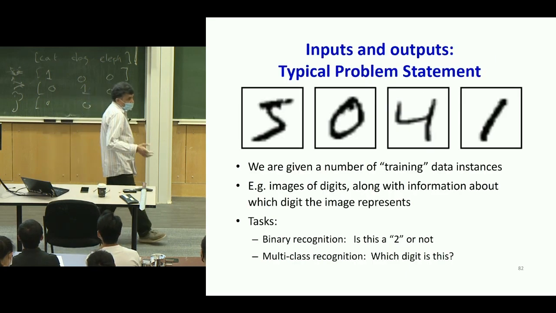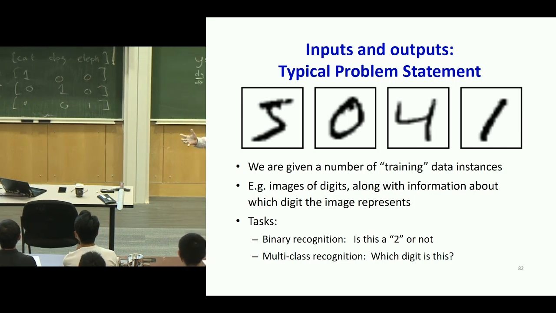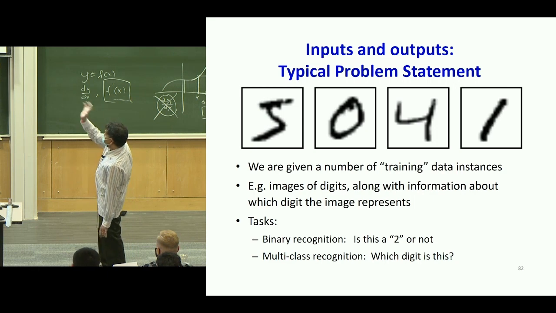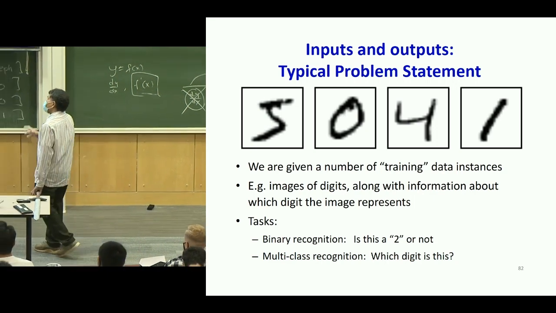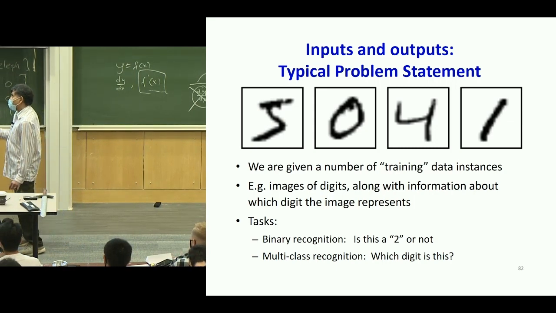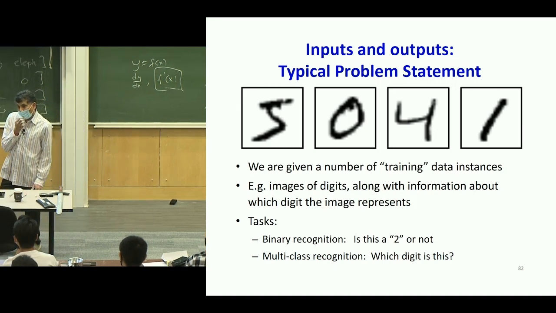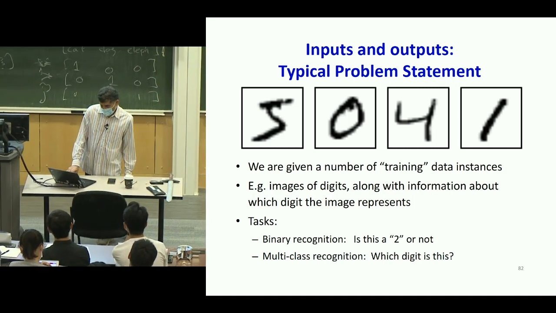So now that we've defined inputs and outputs, we can specify how a problem might be presented for learning. You'd be given a collection of training data instances like images of digits, along with information about which digit the image represents. And then you could have tasks like binary recognition: is this the digit 2 or is it not? Or you can have multi-class recognition: which digit is this, right?